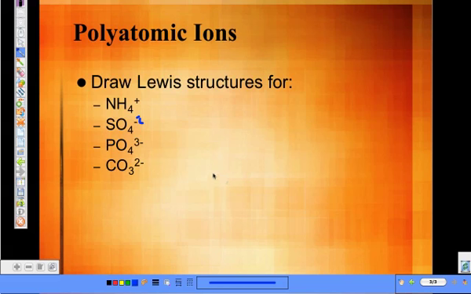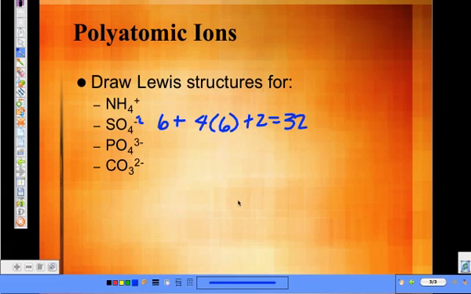For polyatomic ions, you always just put brackets around it to show the charge and to make sure you know it's a polyatomic ion. So sulfur has 6. So does oxygen, right? 4 times 6. And then the 2 minus means we add 2 more to everything. So what's our total there? 32? Yep.